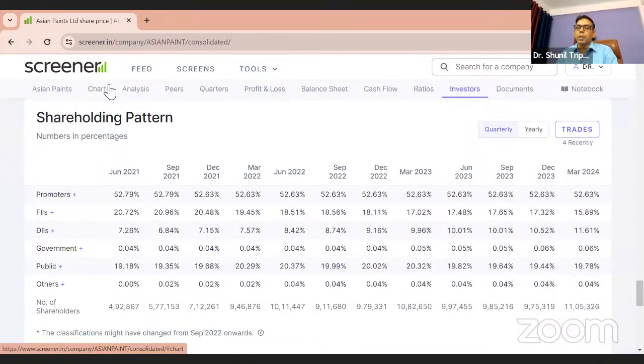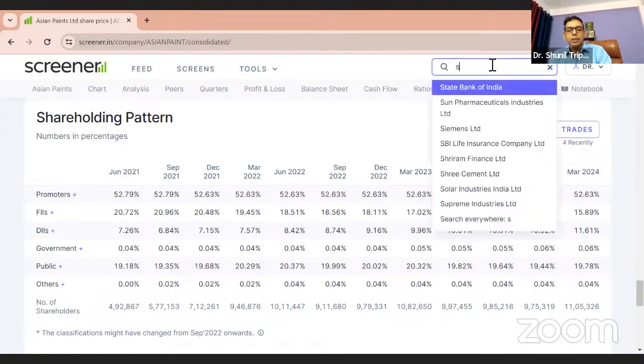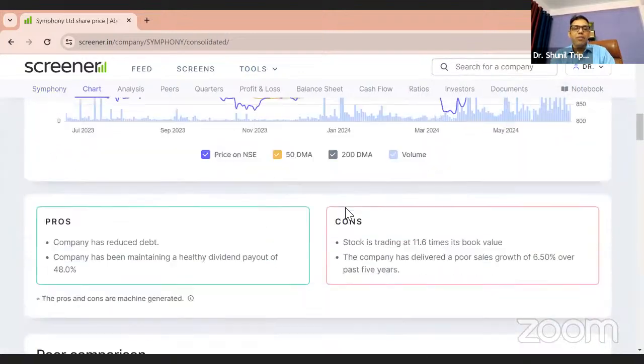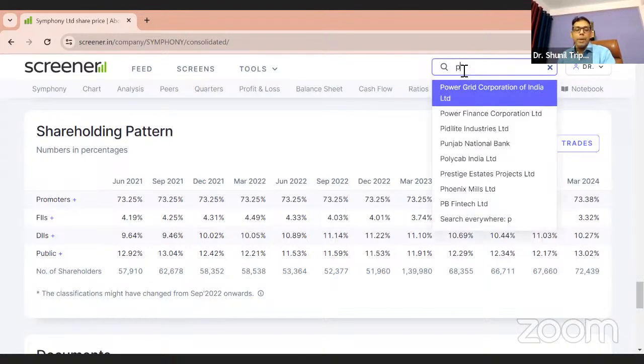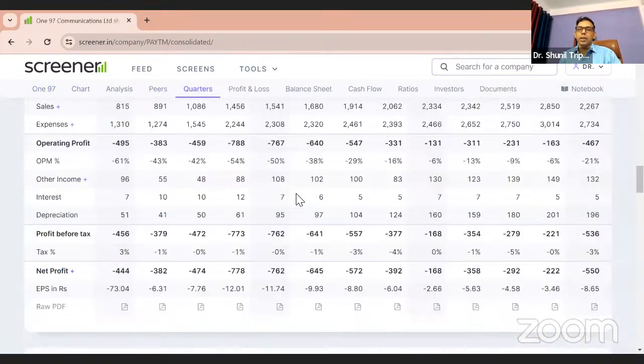In Asian Paint, if I go and see the promoters holding, see this. This is the holding pattern, shareholding pattern. If I see from 2021 till today, I will find that in this company, promoters have maintained approx 52% of shareholding. 52.79, 52.79, 52.63, 52. Means more than 50% shareholding they have maintained. If I go to another company called Symphony, in this company, promoters have maintained 73% share. They do not want to go below. They have maintained 73.35.